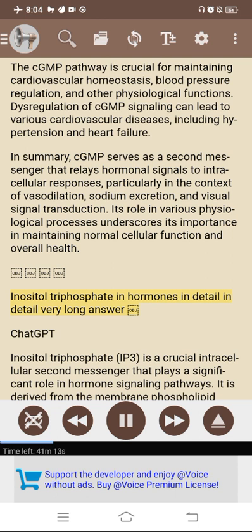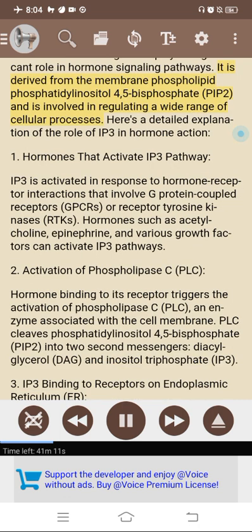Inositol triphosphate in hormones in detail. Inositol triphosphate (IP3) is a crucial intracellular second messenger that plays a significant role in hormone signaling pathways. It is derived from the membrane phospholipid phosphatidylinositol 4,5-bisphosphate (PIP2), and is involved in regulating a wide range of cellular processes. Here's a detailed explanation of the role of IP3 in hormone action.